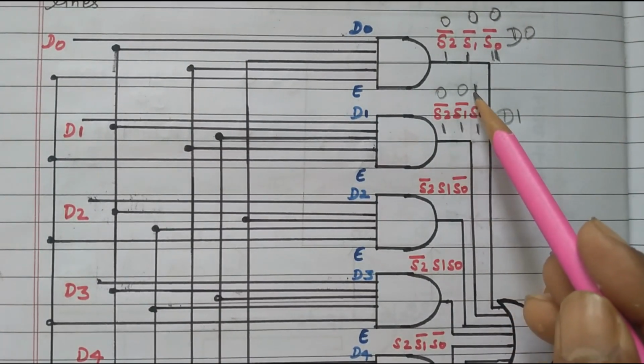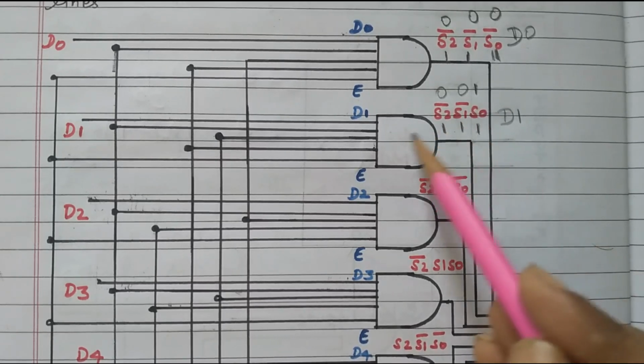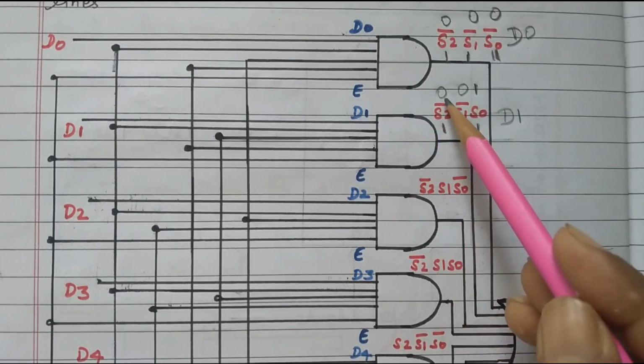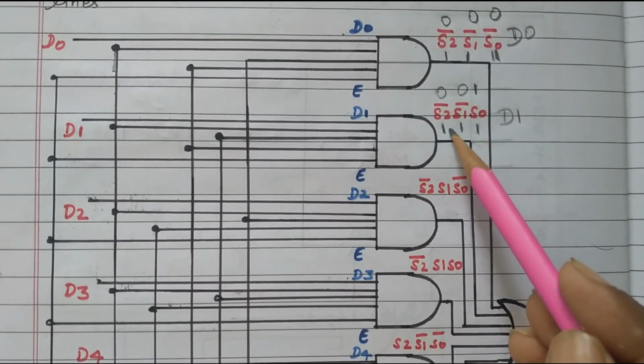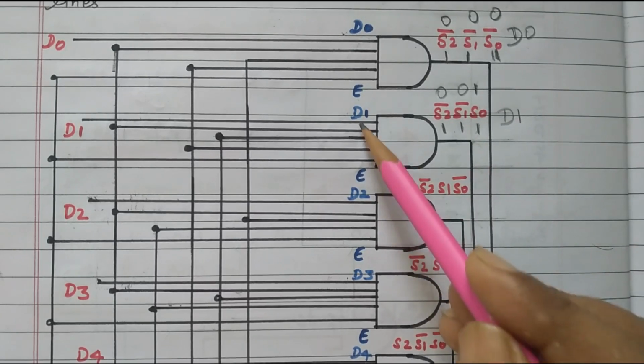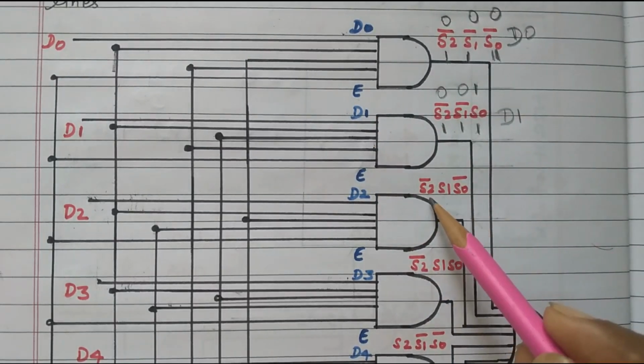0 0 0 1 is given, but because of this connection, S2 bar, S1 bar and S0 are connected to this AND gate. So automatically 0 0 1 becomes 1 1 1, right? 3 inputs are 1, enable also 1, which means automatically D1 is available at the output, right? I will go to the third one.